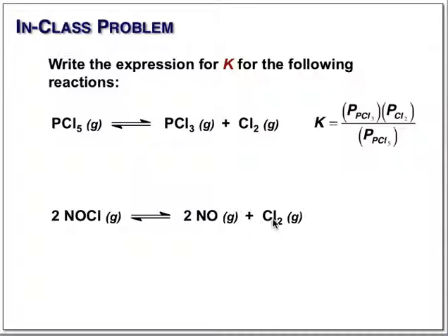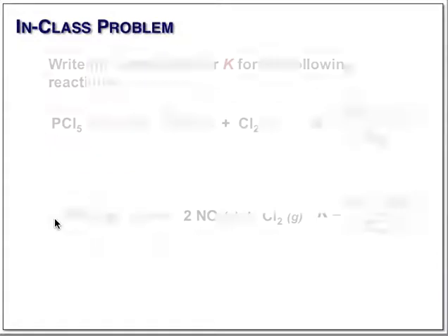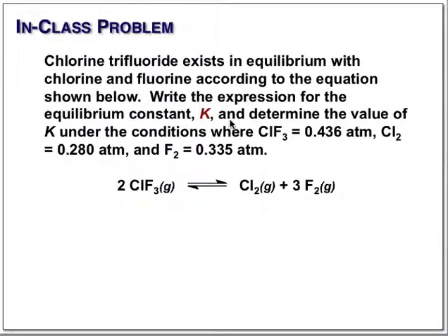Our next one, our numerator is going to be the pressure due to chlorine multiplied by the pressure due to NO squared. We're going to divide that by the pressure due to NOCl squared. It's very important to be able to write these because this is going to be the first step in solving every equilibrium problem. For example, we are given chlorine trifluoride at equilibrium with chlorine and fluorine. We are given partial pressures for all of these, and we want to determine K.